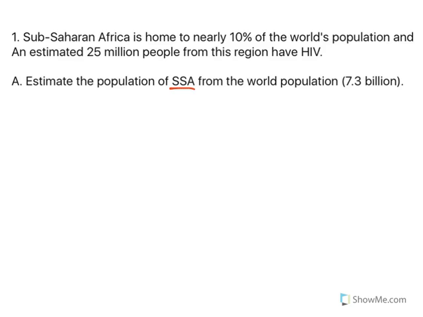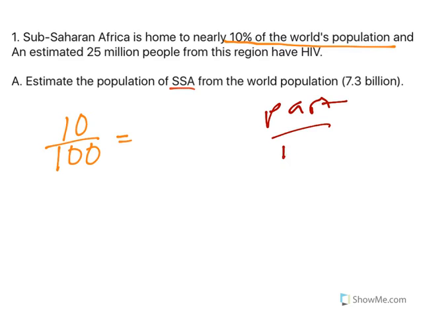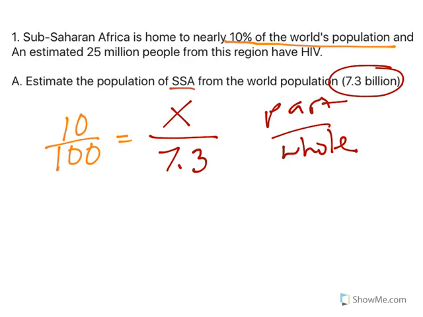So we know from this that 10% of the world's population lives there. Percent over 100. And on the right side, think part to whole. The world population is 7.3 billion. Well, would the world be part or whole? Well, the world is whole. Sub-Saharan Africa is part. And I know it's billion. I'm going to add the billion at the end. So here I cross multiply, right? 100x equals 73. Divide by 100 and I get 0.73 billion.